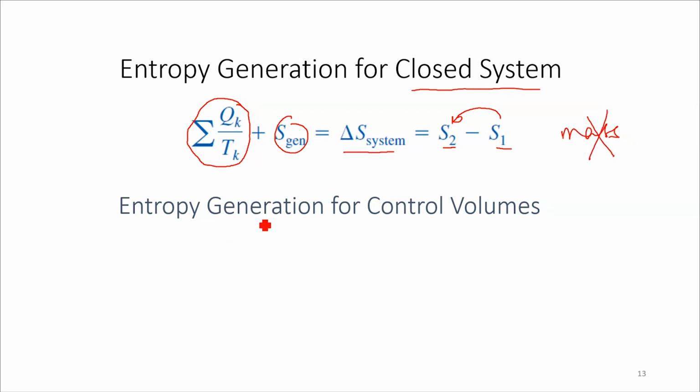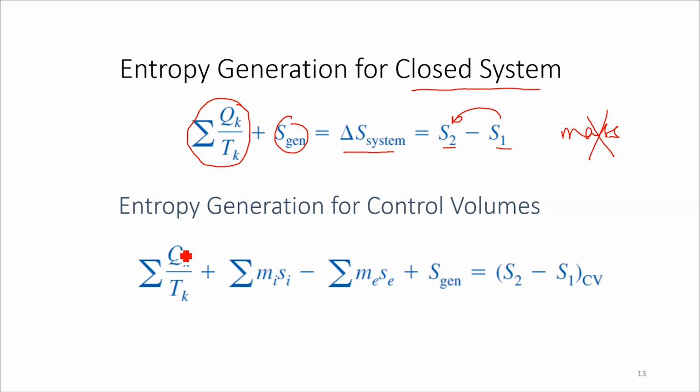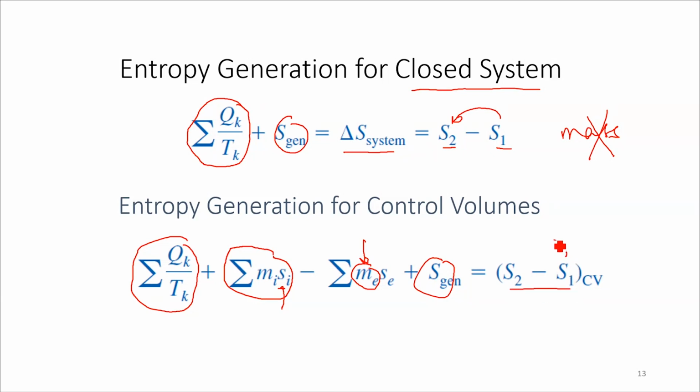This has been ignored. Entropy generation for control volumes: again, entropy due to heat, whether it is flowing in or flowing out, the entropy coming in the form of mass through the inlet, having an entropy at the inlet as S1, the entropy at the exit, which is leaving the system, multiplied by the mass which is leaving the system, plus entropy generation, is equivalent to the change in entropy of the control volume as it moves from state 1 to state 2. Entropy generation for a steady flow system.